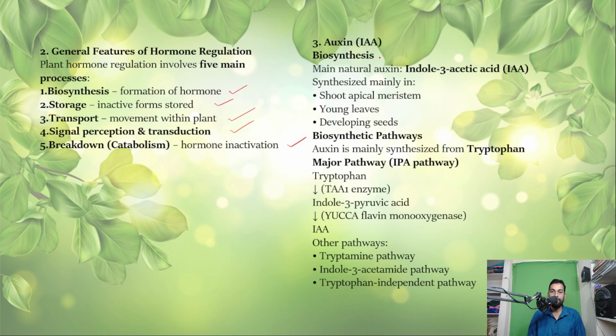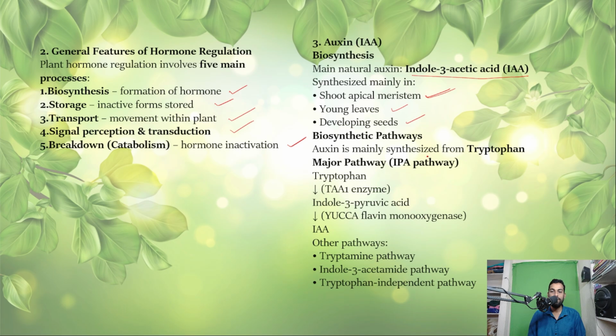Auxin biosynthesis. The main natural auxin, we call it indole-3-acetic acid, that is IAA. It is synthesized in the shoot apical meristem, that means it is produced at the top. Okay. Also in young leaves and also in developing seeds. So it is produced in 3 areas. Okay. Now let's see how auxin is produced.